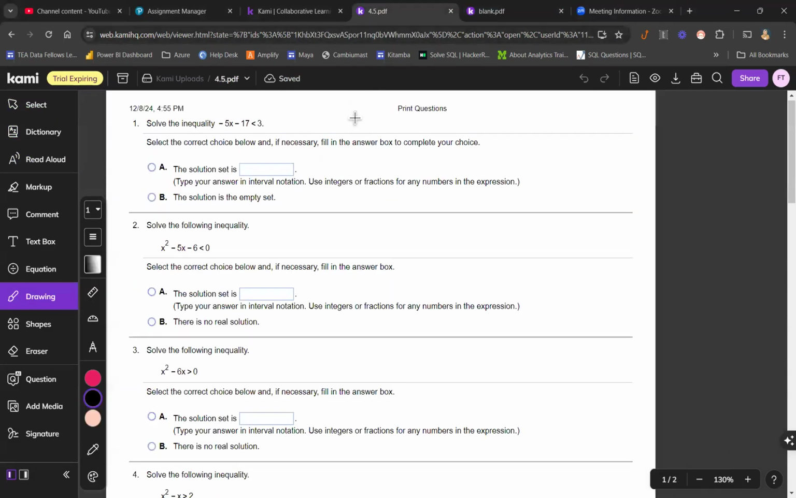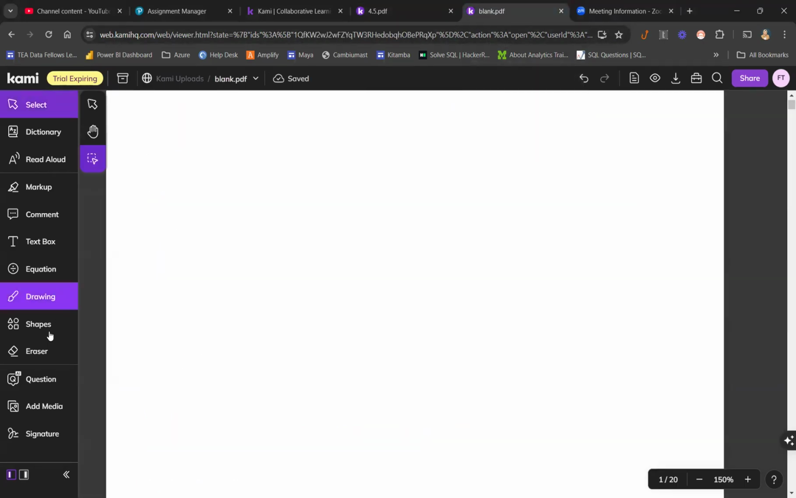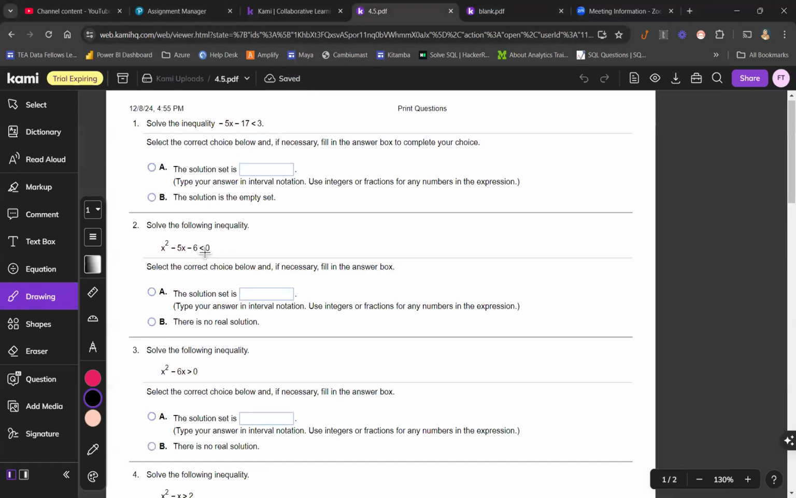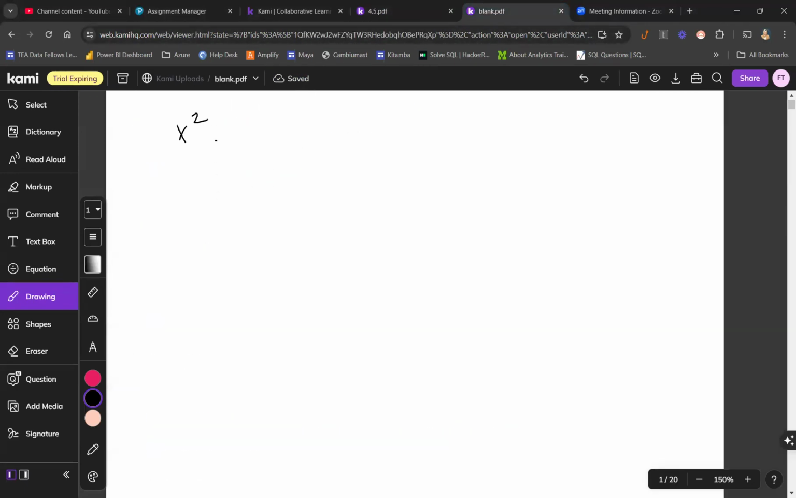So starting the second question, actually what we need to focus on more, this was more of a review question. So if I have x squared minus 5x minus 6 is less than 0, how can we solve this polynomial inequality?